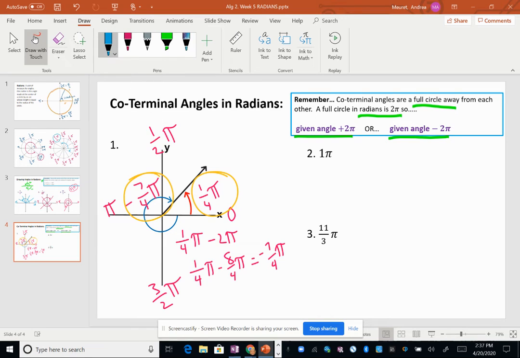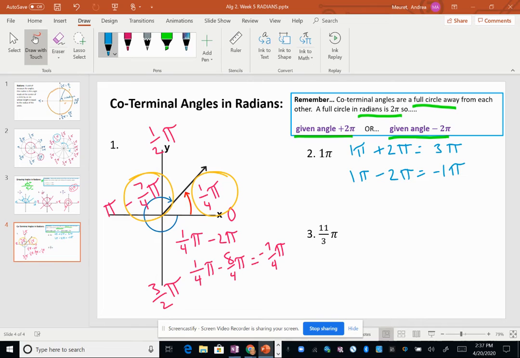For examples 2 and 3, I just gave you radian measurements. And so to find angles coterminal to each of those, you simply are going to add 2 pi or subtract 2 pi. So one coterminal angle I can find by 1 pi plus 2 pi, which is 3 pi. I could do 1 pi minus 2 pi, which is equal to negative 1 pi.